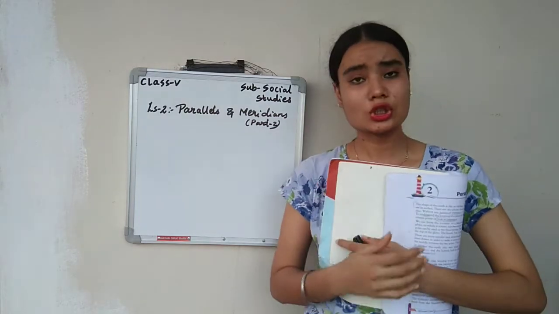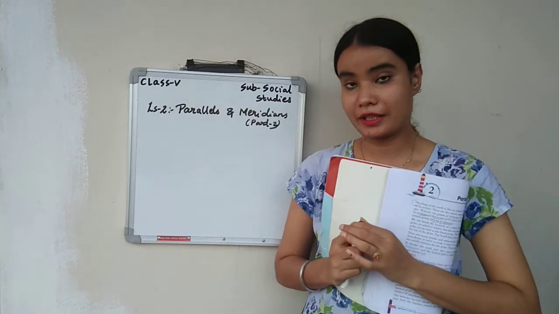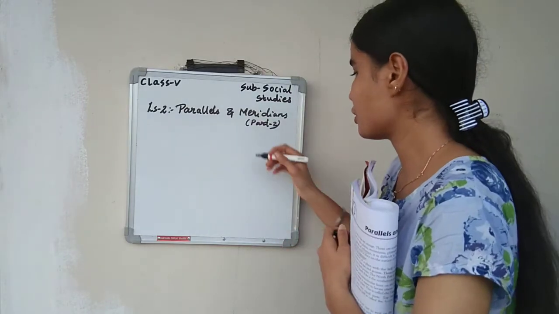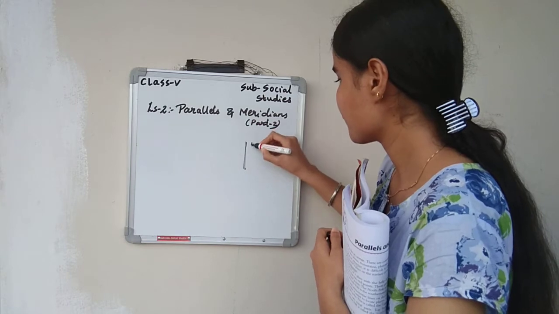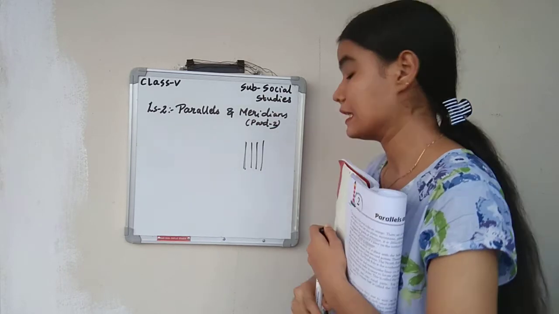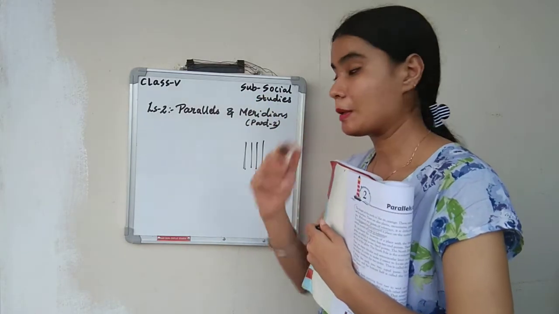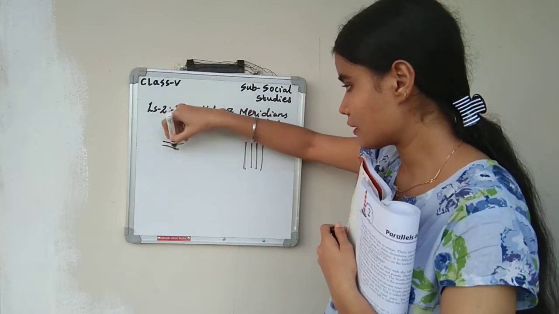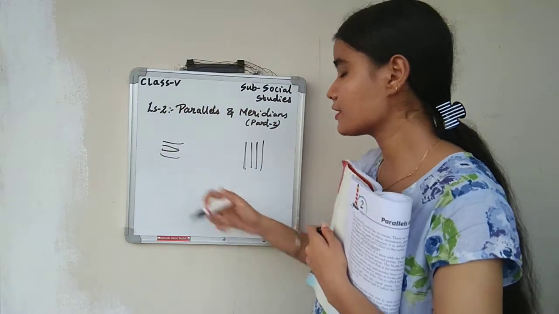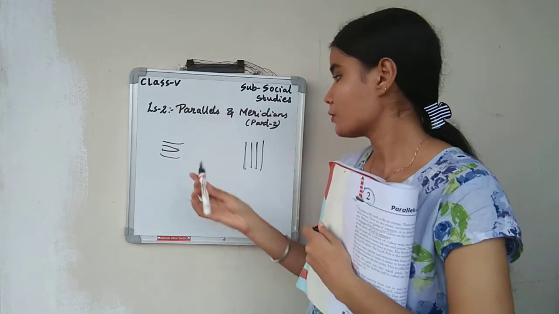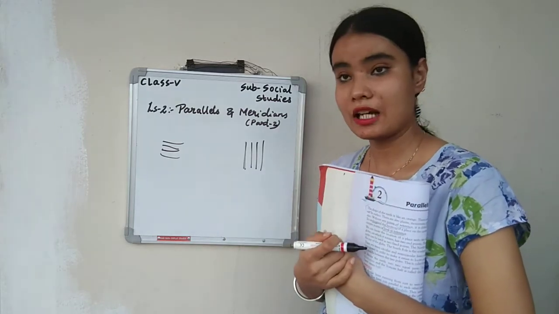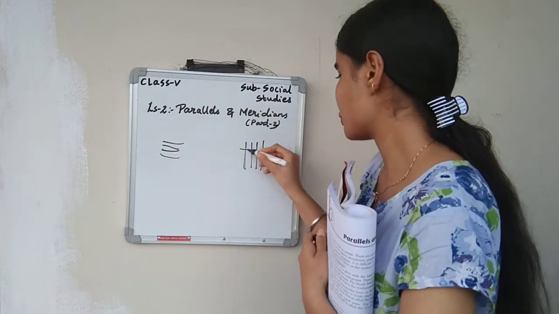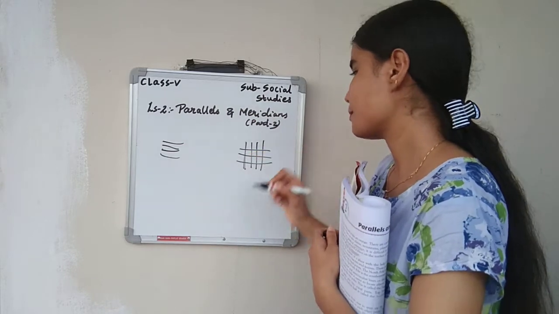Yes. So what are the lines of meridians? Lines of meridians are drawn like this. Okay, these are the lines of meridians. And what are the lines of parallels? Parallel lines are drawn like this. So on a globe, first these lines are drawn. Then afterwards, what will they draw? They will draw the lines of meridians.